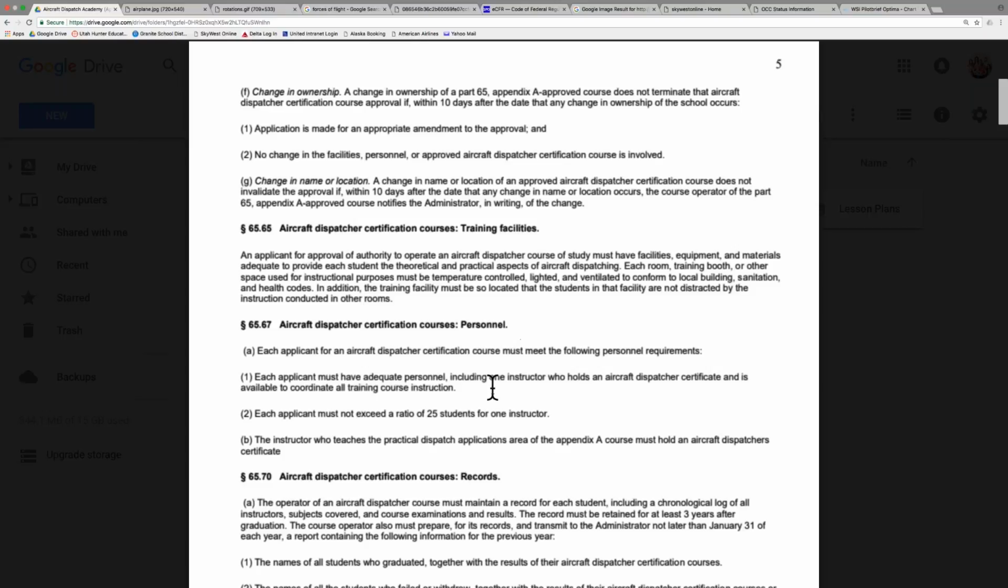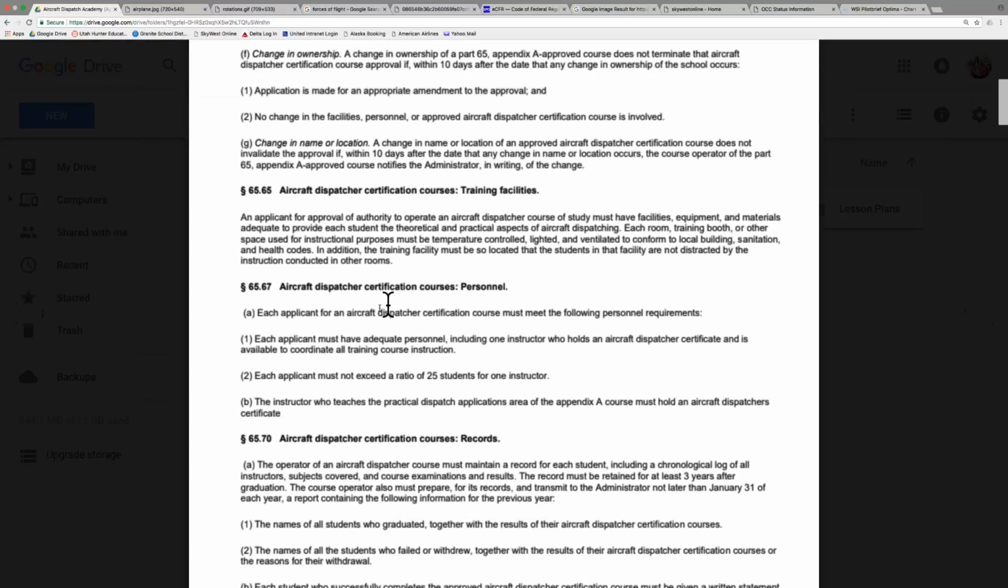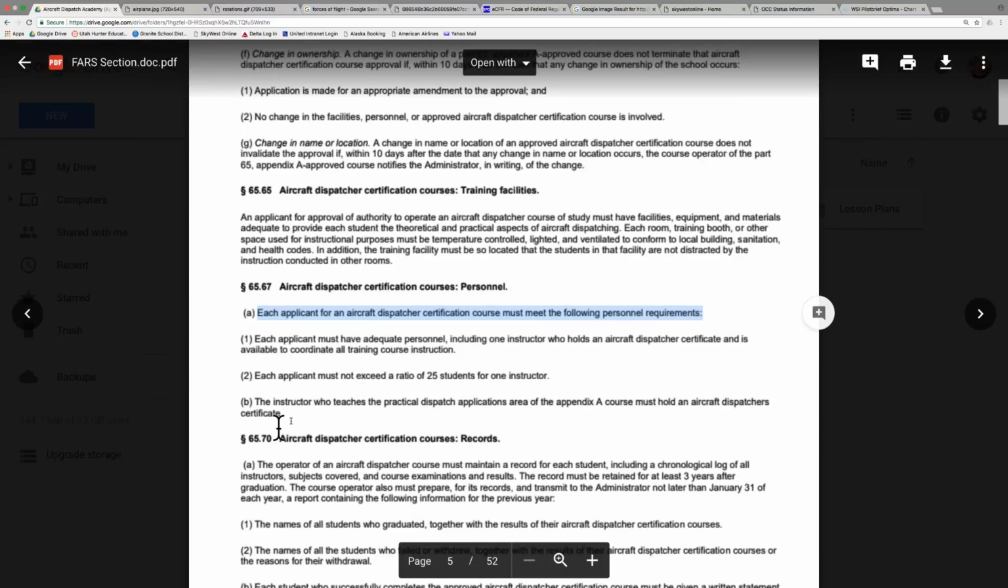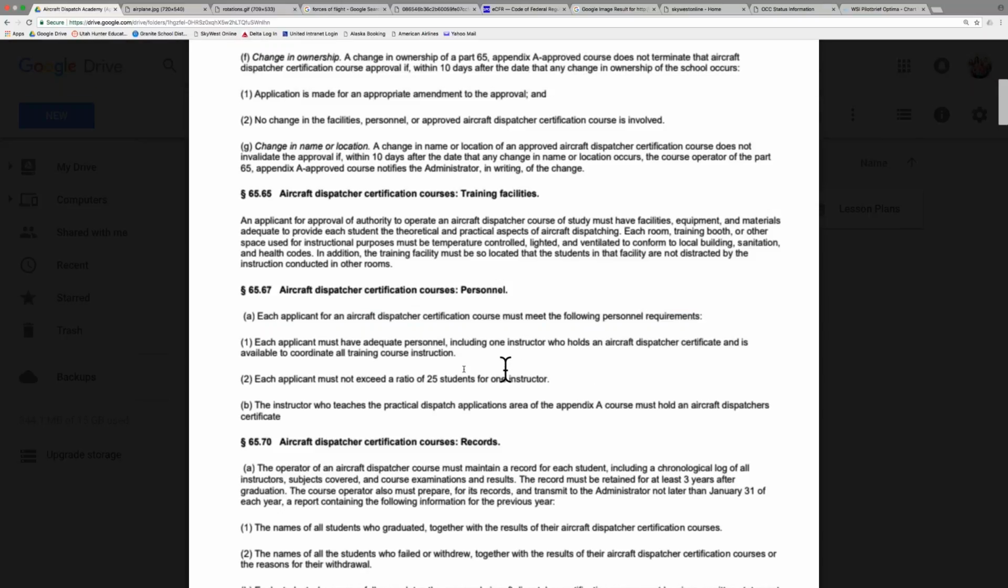This kind of talks about some of the training facilities. The personnel: each applicant for the dispatch certification course must meet the following personnel requirements. So, just kind of the requirements for me to be able to teach this course, or Adam.